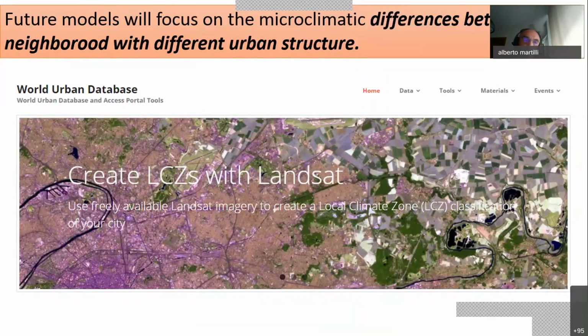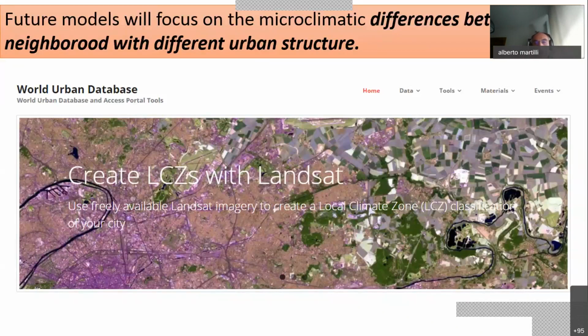And for example, this is a tendency we are already seeing now. I think we'll put more and more attention to understanding not only the difference between the urban area and the rural countryside, but also, more importantly, the differences that you have within the urban areas. So the intra-urban differences in the microclimate, for example, between different urban structures.